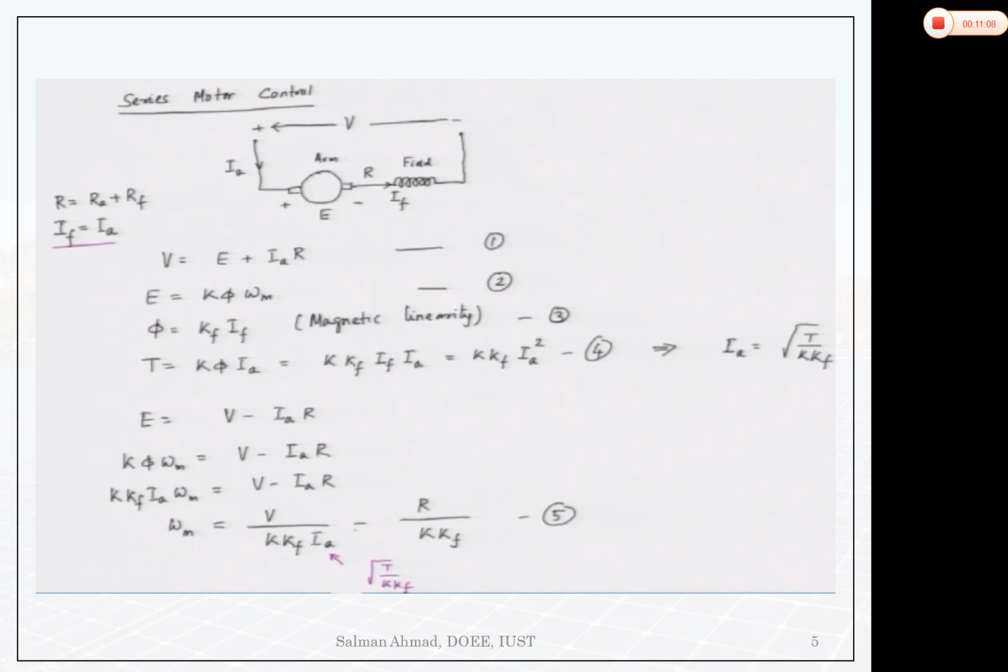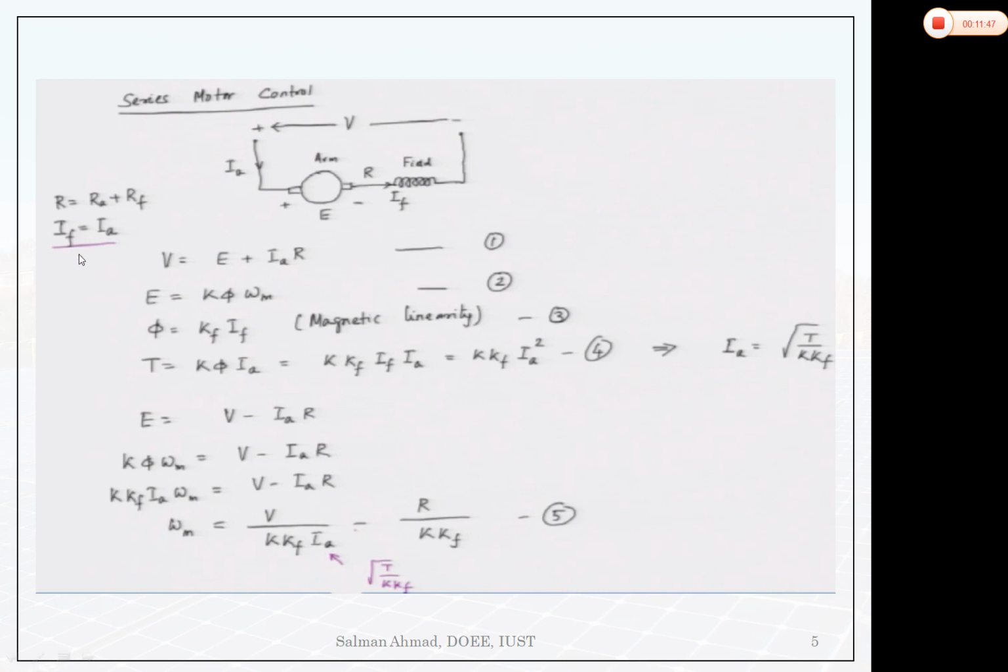Now coming to the series motor. In a series motor, the field winding is in series with the armature winding. That means the current in the armature winding and in the field winding will be the same. We are giving a supply voltage across these two windings, that is V. The current drawn by the motor is IA. Here R is the total resistance, that is the resistance of the armature circuit and the resistance of the field circuit plus one additional resistance that is connected in series, so that we can get variable resistance in the circuit.